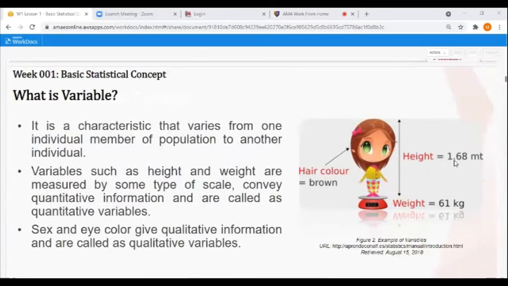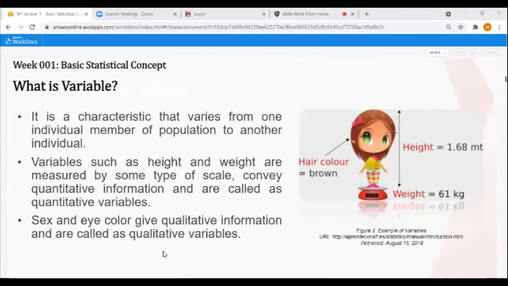Again, for quantitative variable, we make use of instruments as some type of scale to determine the value. Whereas for a qualitative variable, in the example that we have here, like the hair color, which is brown, you would obviously not see any numerical value and any unit of measure. But instead, what we see here is just a description. It is a label or an attribute that is non-numerical in nature.